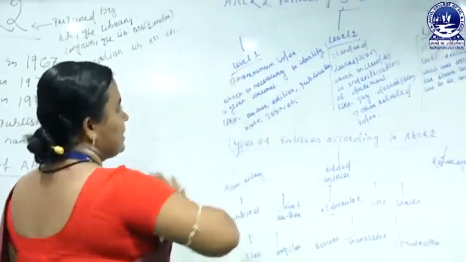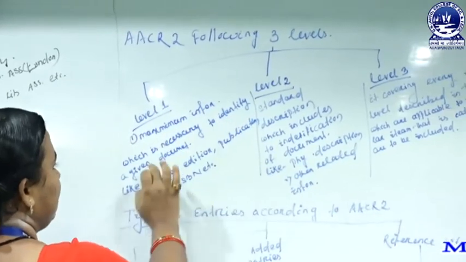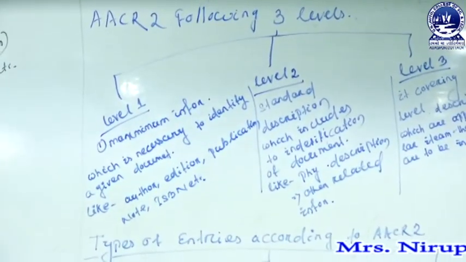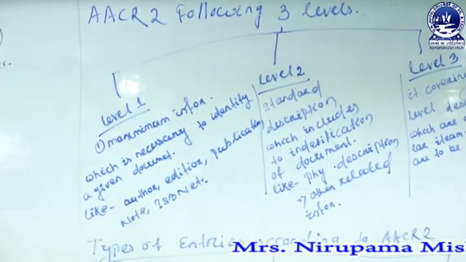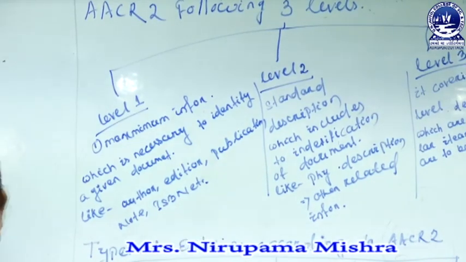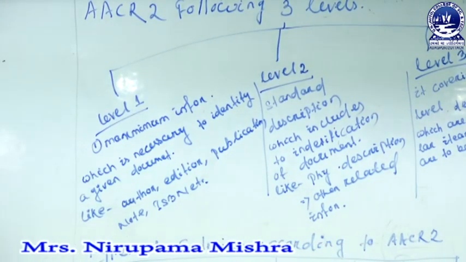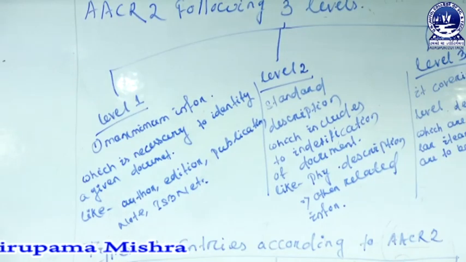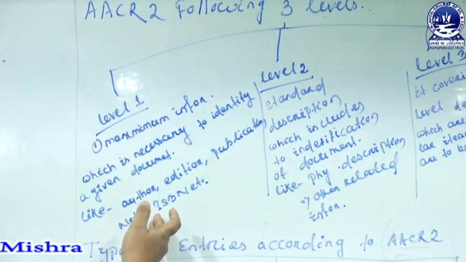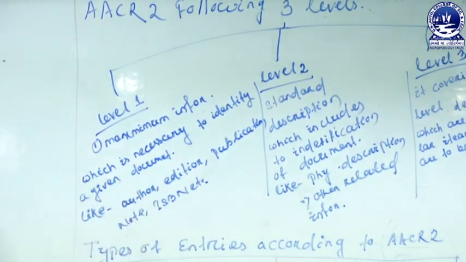Level 1 gives the necessary identification information of a document. What is the necessary identification information? That is the author, editor, publication details, and the ISBN. ISBN is known as the International Standard Book Number.